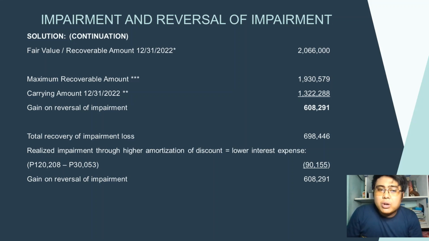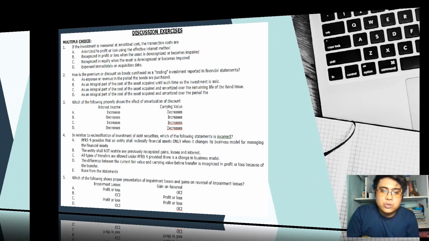Pero kung for example, ang classification ng investment ay FVOCI. Pag FVOCI, meron kang unrealized gain sa transaction na to. Ang unrealized gain mo is the difference between the fair value na 2,066,000 sa carrying amount na 1,930,579. So kung sakaling tanungin ka, magkano ang unrealized gain sa FVOCI investment to, the answer is 135,421. Okay? So let us wrap our discussion by answering your multiple choice theories.